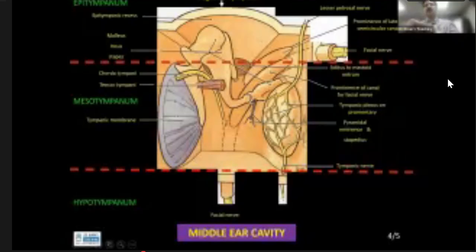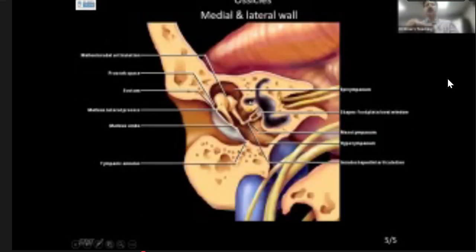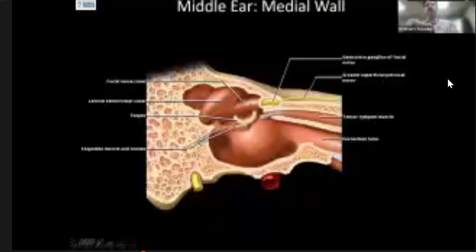So this is the main concept to remember. Now, once again, we are looking at the medial wall. So this is the promontory. This is the facial nerve canal. This is the lateral semicircular canal.